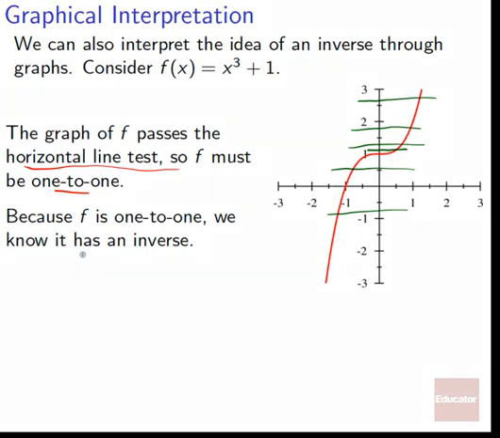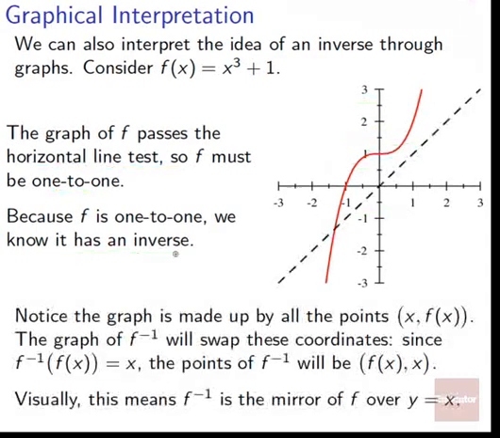If it's 1 to 1, we know it has to have an inverse. That's how we talked about this right from the beginning. Now notice that any graph is made up of the points x, comma, f of x. We talked about this before, right? 0 gets mapped to 1 when we plug it in as f of 0 equals 1, so that gives us the point 0, comma 1. That's how we make up our original graph for f.